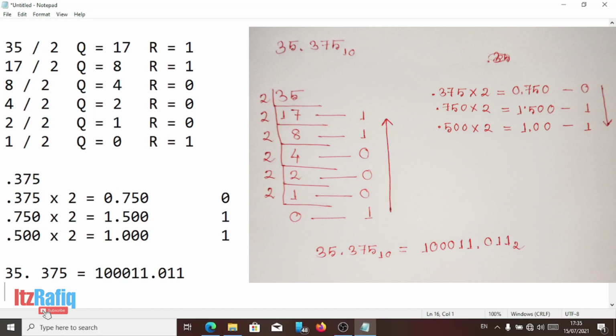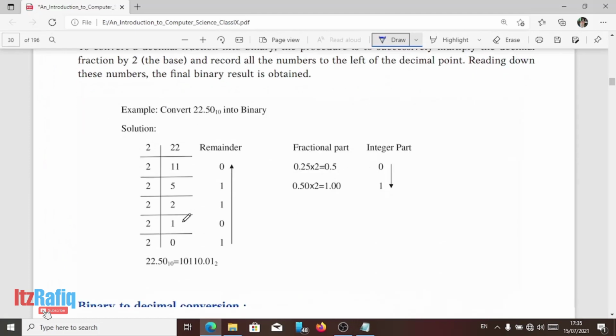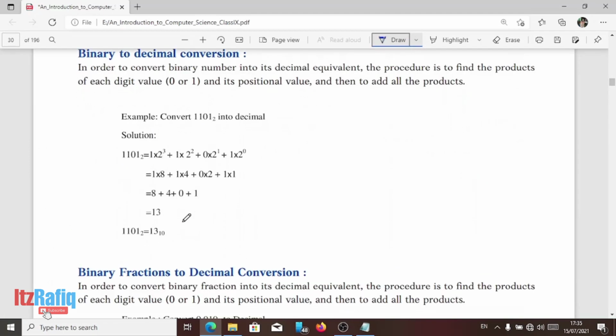Hope you have understood. I will do the sum in the copy and show you the screenshot in the video. You can see it. Now we'll go to the next topic, which is binary to decimal. Let's have the explanation first. Now we have binary to decimal conversion.